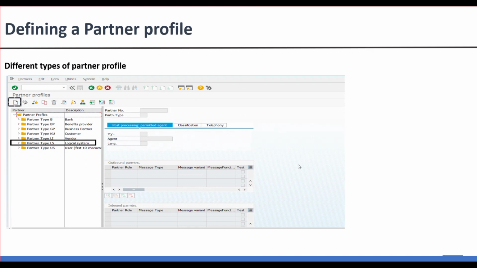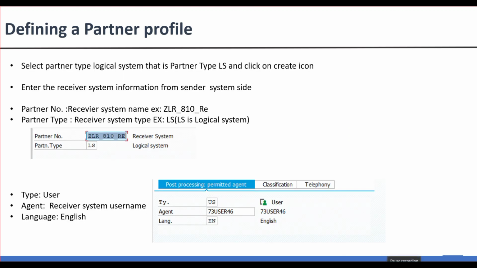Here we have different types of partner profiles. Here, whatever type of system you are going to use, you can choose it. In the partner profile, we can maintain the receiver system name and the partner type, and we can maintain the username and language. Click on save. These details will be added in the partner profile.